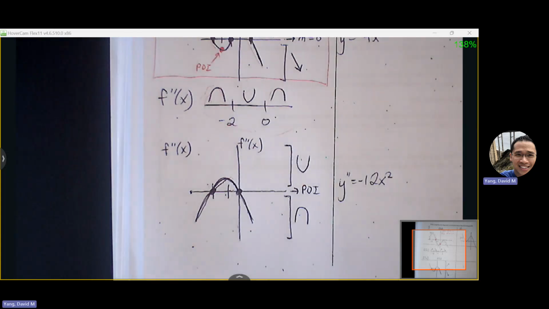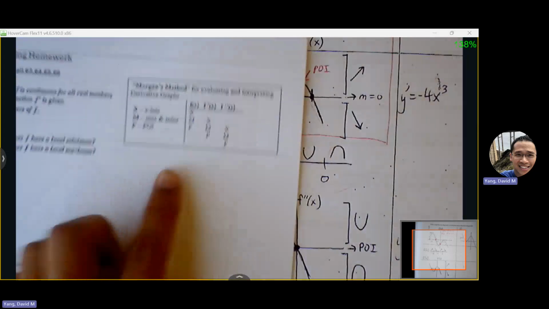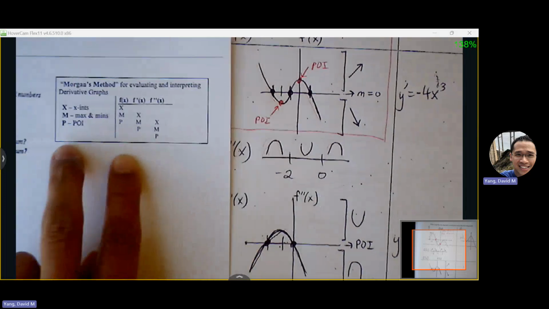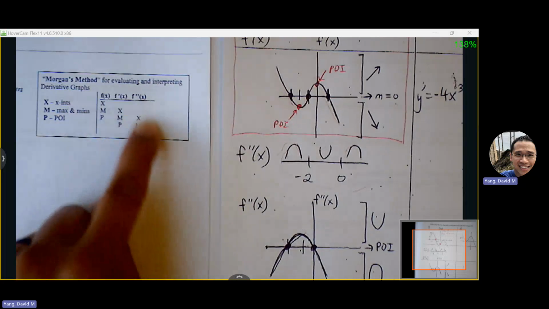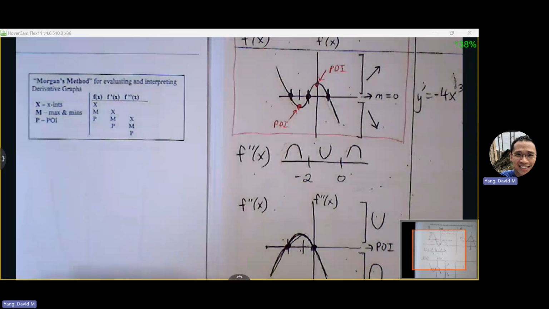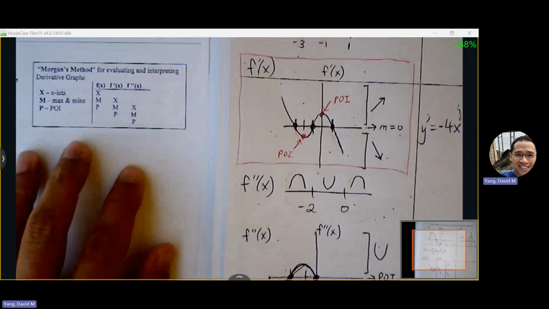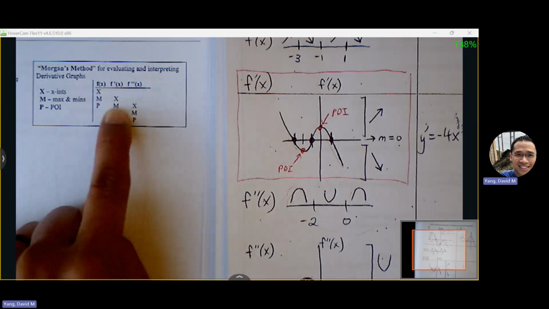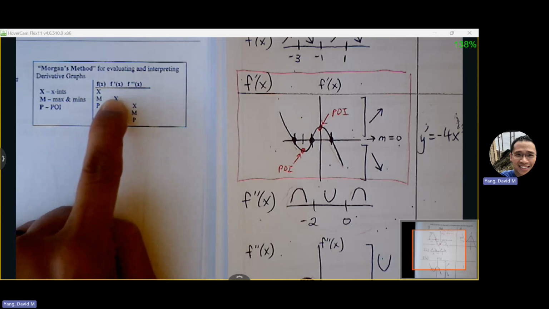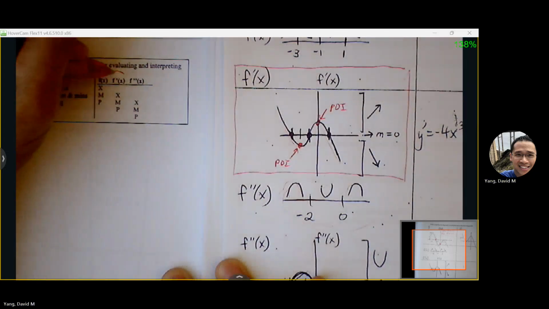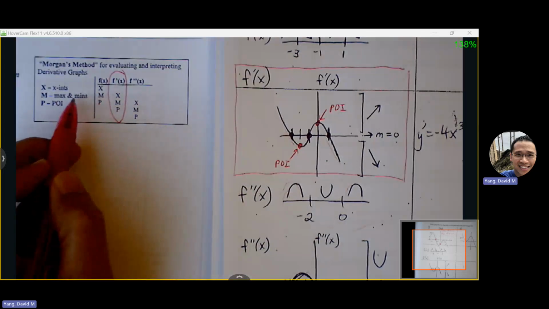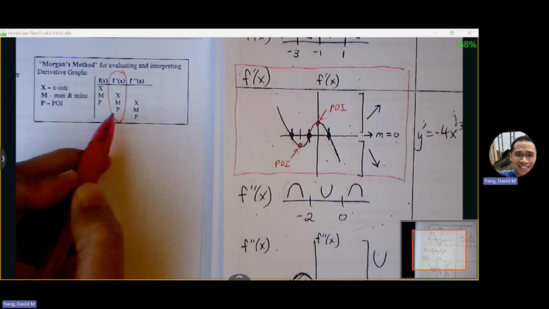You may find this helpful as well. On your homework handout, there's this labeling called Morgan's method. A couple years ago, one of my students put together this chart to kind of help her organize between the function, derivative, and second derivative. And so you might find this helpful. It's basically under f of x, f prime, and f double prime, you have x and p, and you have 3 columns, and they're staggered. So x and p, then f prime starts at the m level, x and p, and then staggered down to x and p. This is most helpful at the f prime level. So the x represents x-intercept, the m represents max and mins, and p represents points of inflection.